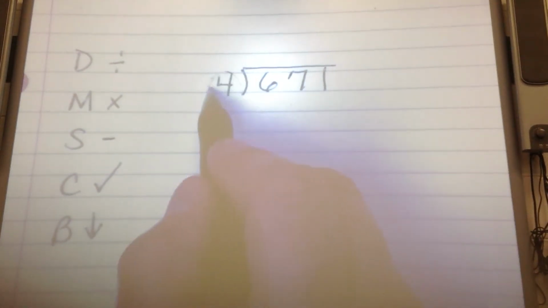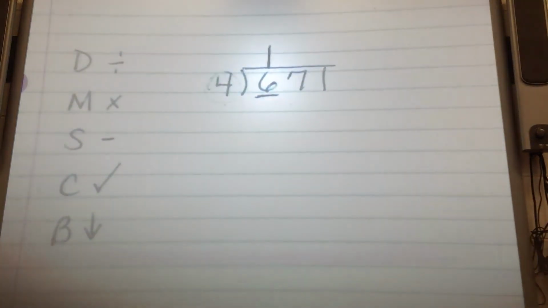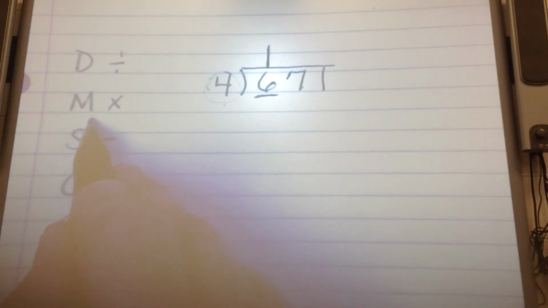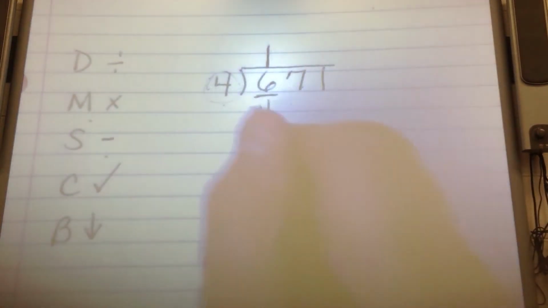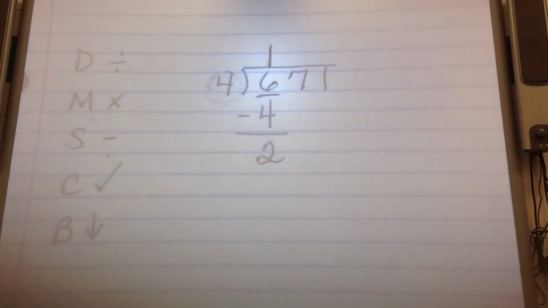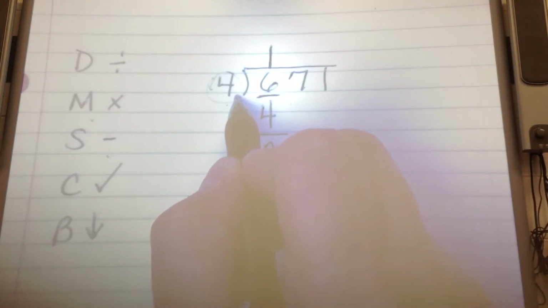How many groups of 4 can I make out of 6? If I count by 4, that's going to be an easy answer because I can only make one group of 4. That would leave me with multiplying. 1 times 4 is 4. Then I'm going to subtract 6 minus 4. That leaves me with 2. I will check, is 2 less than the divisor? Yes. And I'll bring down one number at a time.